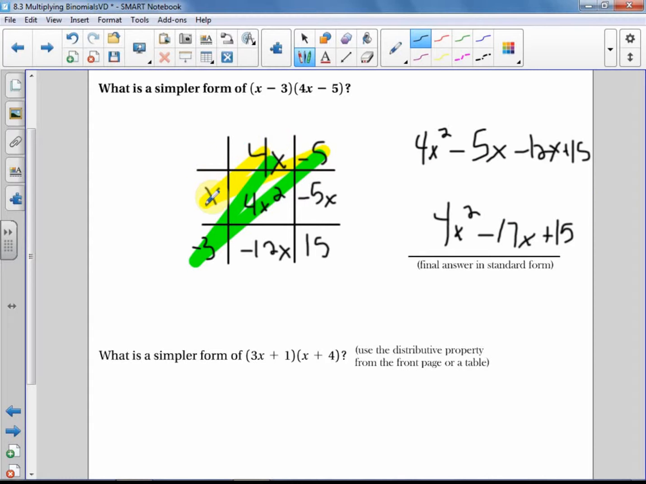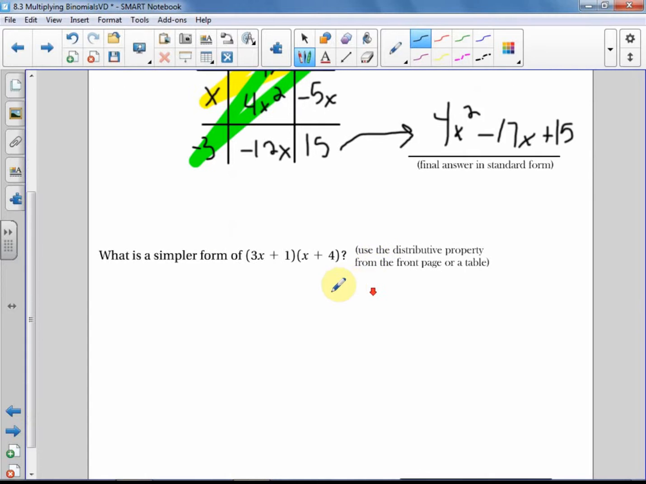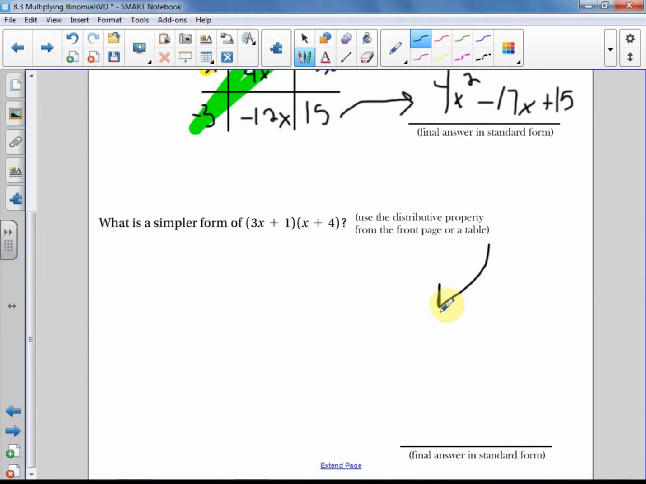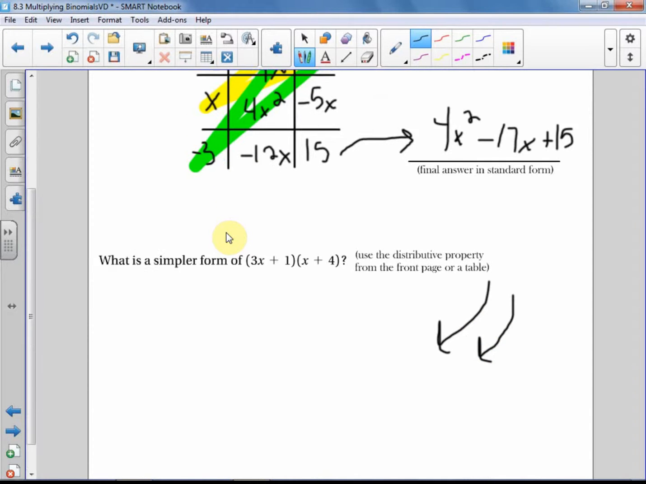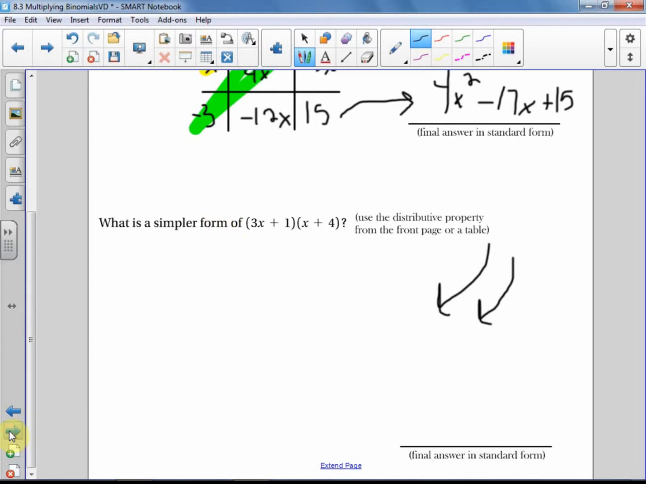I multiplied each one of my terms by each one of my terms. Everybody got to join the party and have fun and mingle. We have our final product right over here. So, I'd like you to do an example on your own. You can either choose to use the distributive property from the front page, or you can use our table method. That is totally up to you.